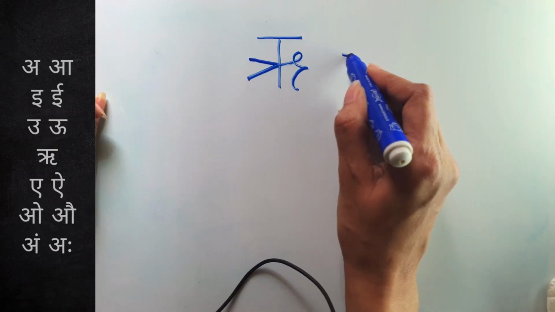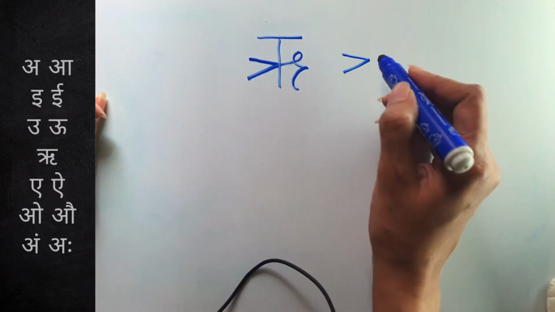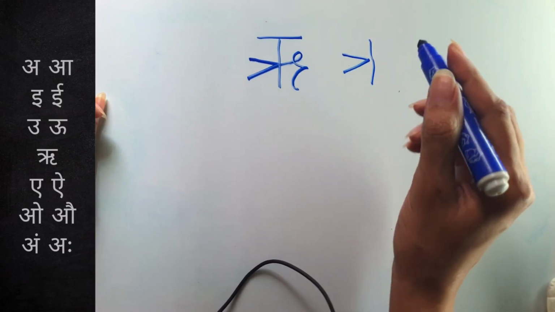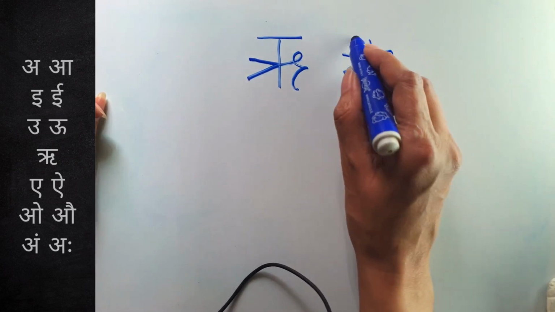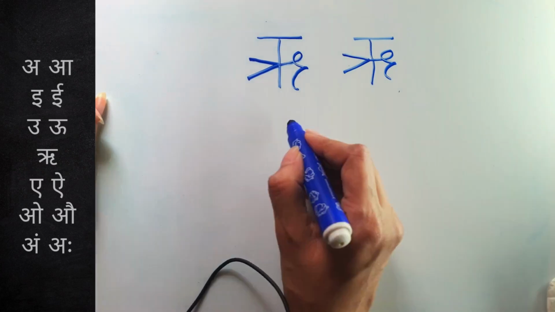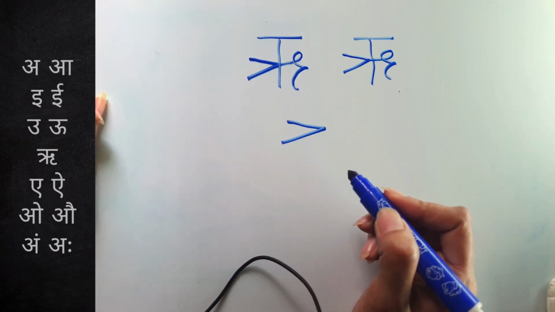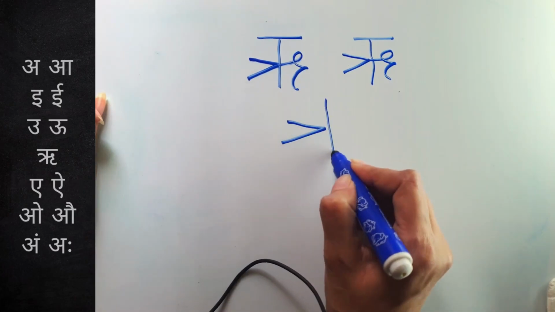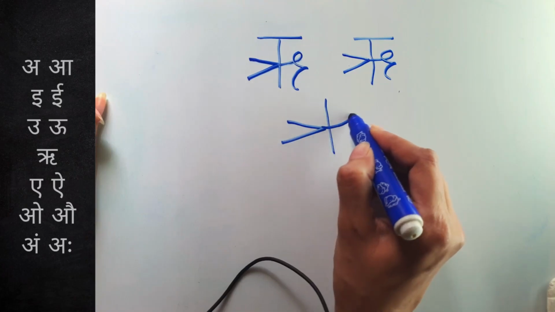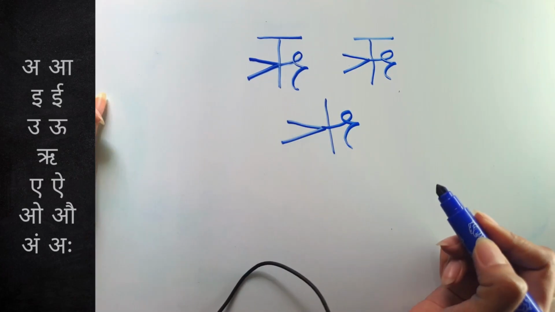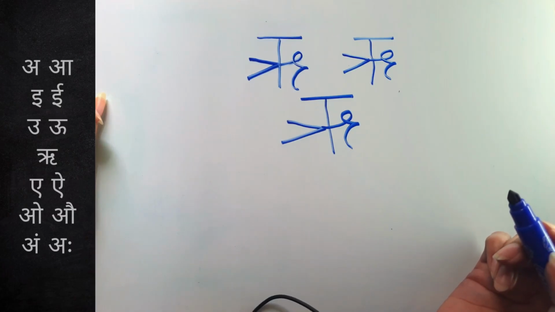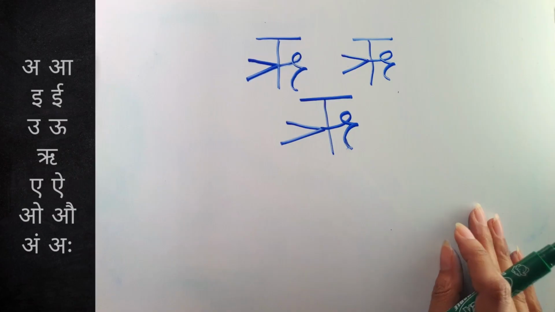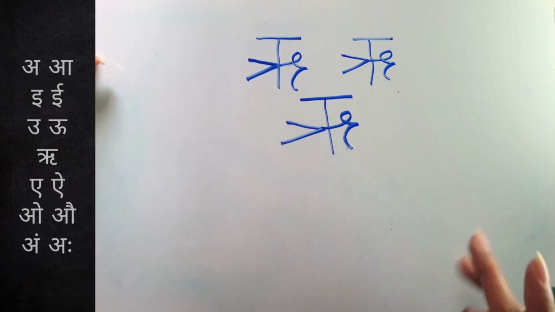Let's repeat. 2 lines like that, vertical line, and then this and this. Once more. So this is like the cursive R, and this. This is re. Re. So let's look at all the letters that we've done so far.